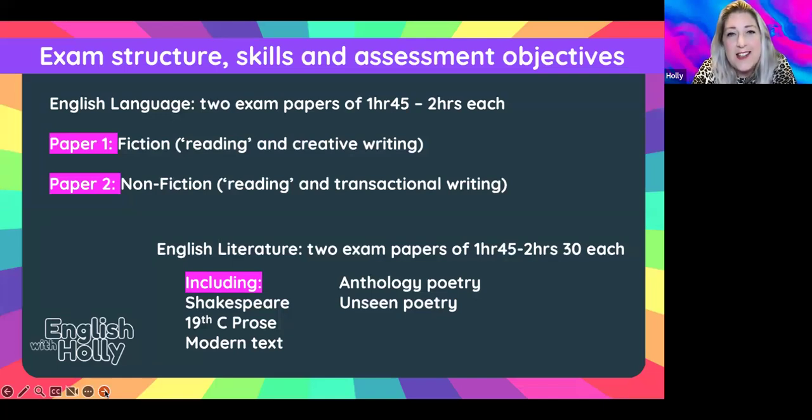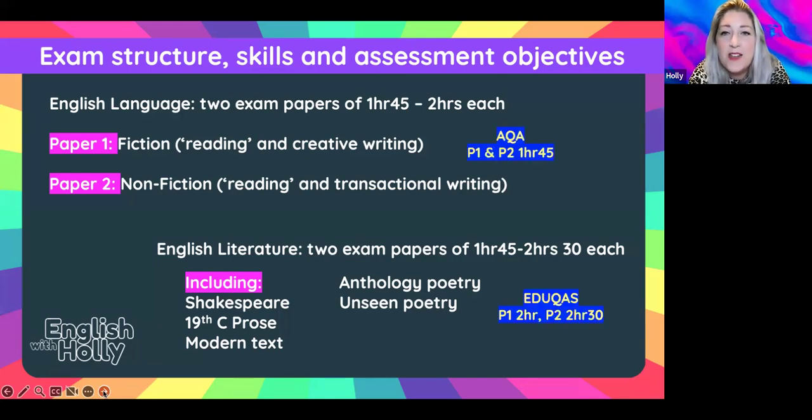And of course, unseen poetry, which tends to put the real fear in Year 11 students, the unseen poetry question, which isn't actually worth very many marks. So, you know, it's not the end of the world, that one.